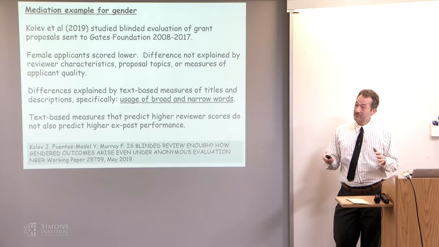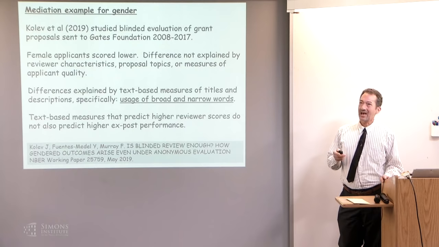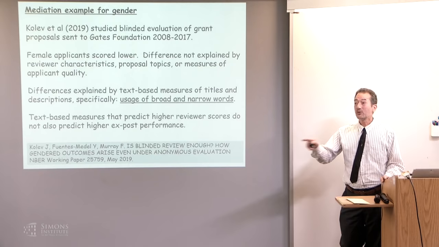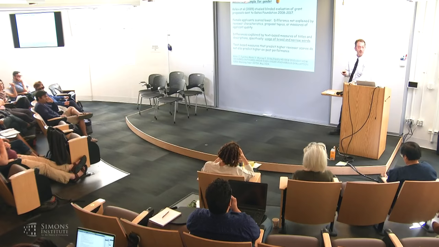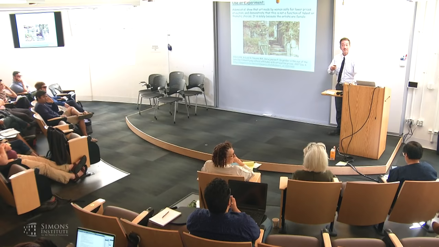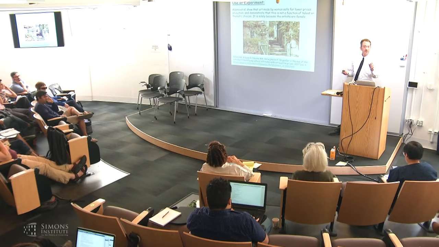Interestingly, that measure of broad versus narrow words didn't predict at all the productivity of the people once they were funded. But it did predict, presumably, the probability that something was funded. The use of broad or narrow words was the variable that was correlated with gender, which predicted the funding, but not the productivity of the grant. Okay, so that's an example of complete mediation, where you had a measured variable, and accounting for that, there was no disparity anyway. That explained entirely the variation that was observed by gender.